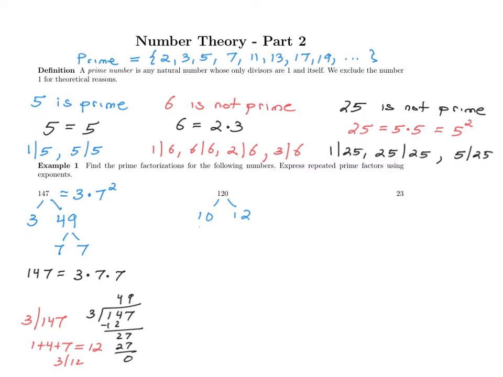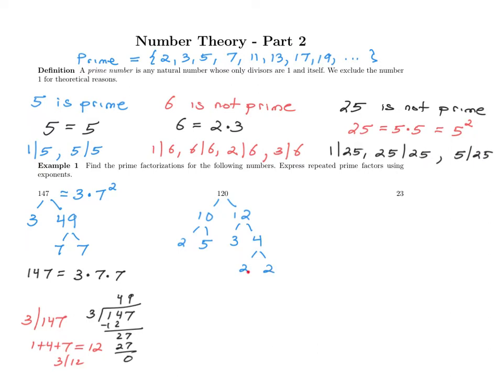10 is equal to 2 times 5, and both of those are prime, so we have to stop there. But 12, we can split that apart. That is equal to 3 times 4. 3 is prime, but 4 is not. 4 is equal to 2 times 2. We've ended up with numbers that are all prime. We just have to write down how many of those that we have.